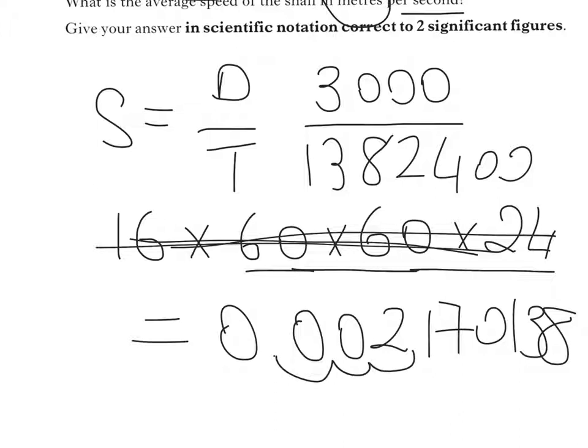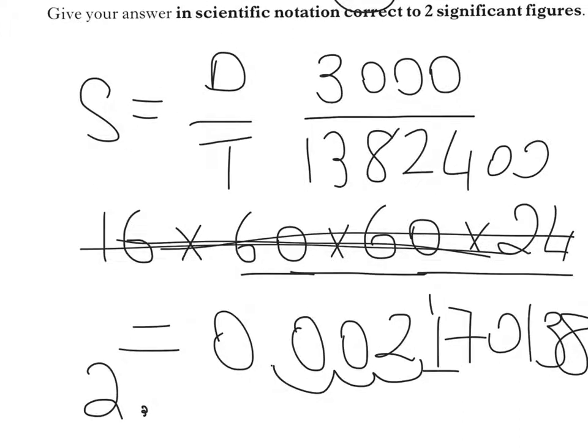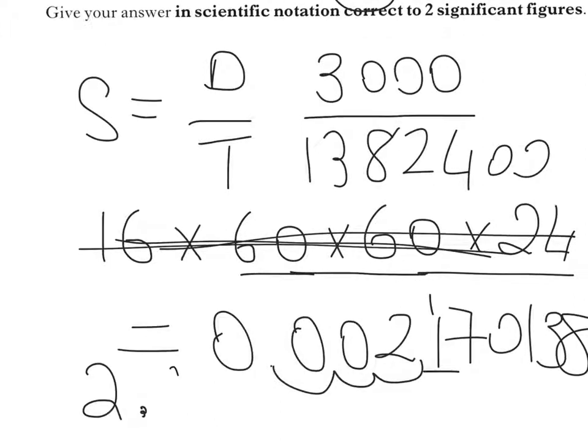I'll then move the decimal point 3 times to the right. I'm rounding it to 2 significant figures. So that will be 2. Well, the 7, we'll put the 1 up to a 2, so that'll be 2.2 times 10 to the minus 3.